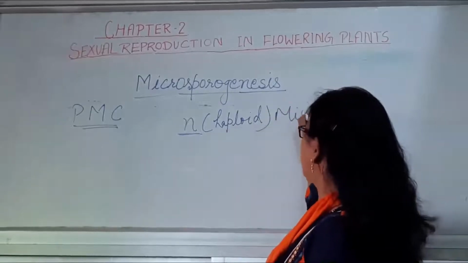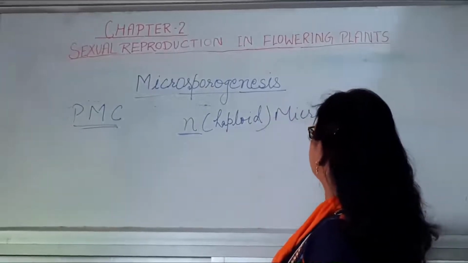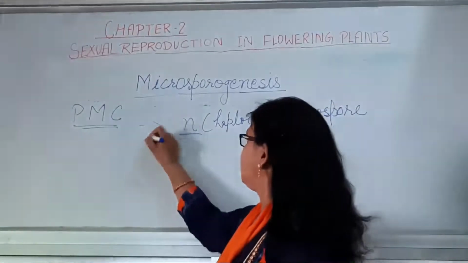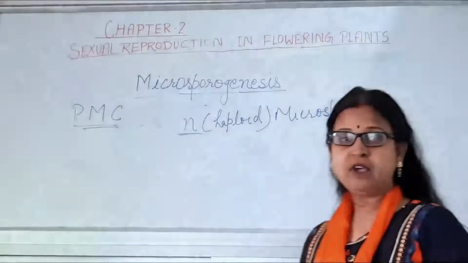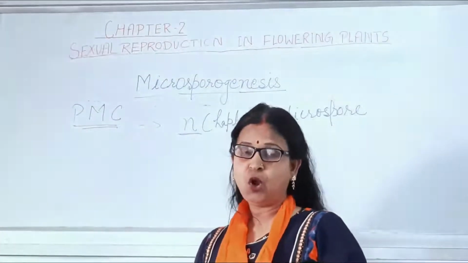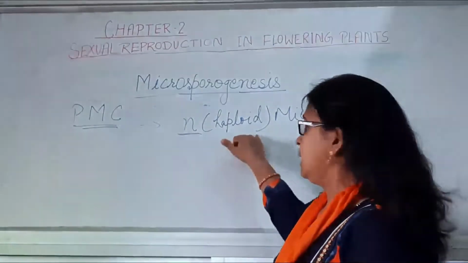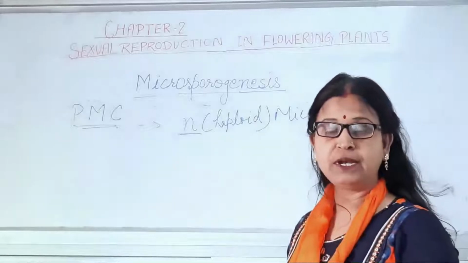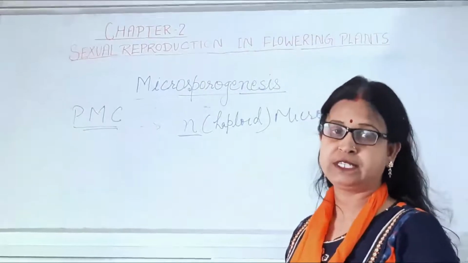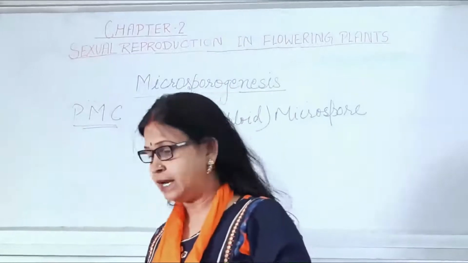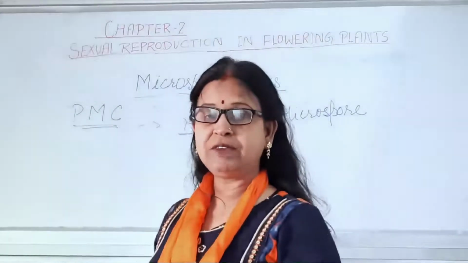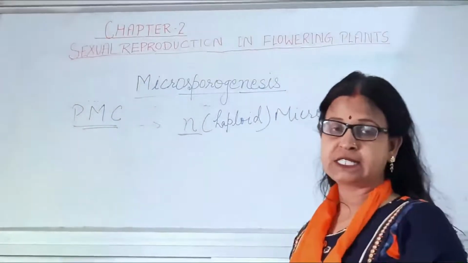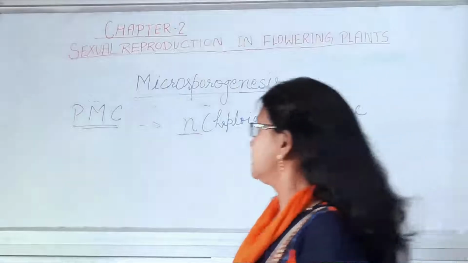microspore. So from one PMC we get 4 haploid microspores which are present in tetrad form. All of these 4 microspores will now give rise to the pollen. It is also known as pollen or male gametophyte. Now these pollen grains have a different structure externally and internally, so we'll discuss the structure of the pollen grains.